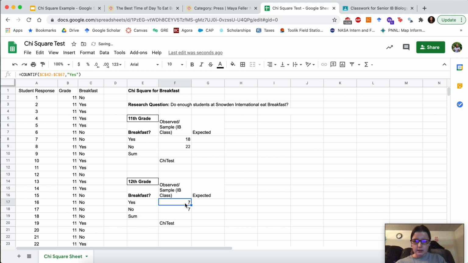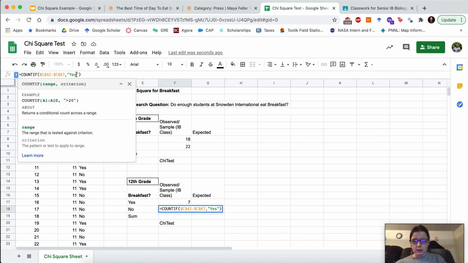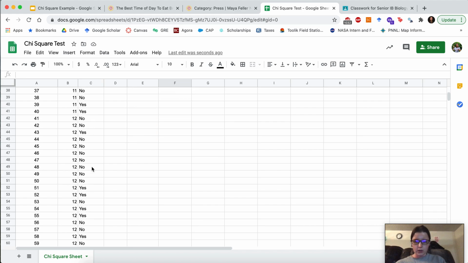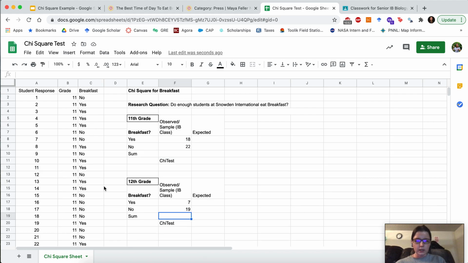And then when you copy this, see how it's C42, but when you copied it before, it was C43. Now when you copy it and you paste it here, paste, now this keeps the same range. And then we'll just change this to no. So now this has calculated how many times no appeared for the 12th grade. So those are just two different ways that you can calculate it. I like to go with whatever's the simplest. I don't want to have to retype the function all the time, so I copy the function and then I just change what we're looking for.